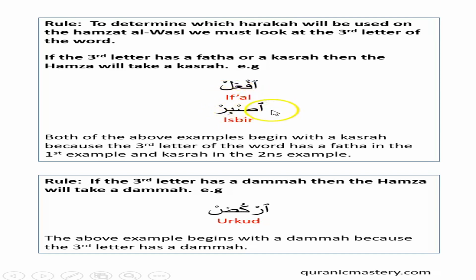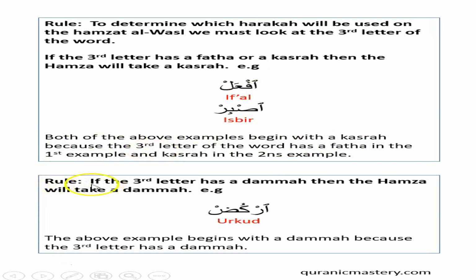Now we're going to count again with this one, including the Hamzat al Wasl. 1, 2, 3. This ba, what has it got? It's a kasra. So isbir, if'al. So we can count here, and if we see that it is either a fatha or a kasra, then the Hamzat al Wasl will take a kasra. Both of the above examples begin with a kasra because the third letter of the word has a fatha in the first example and a kasra in the second example.